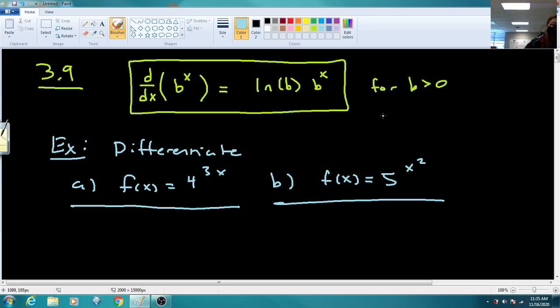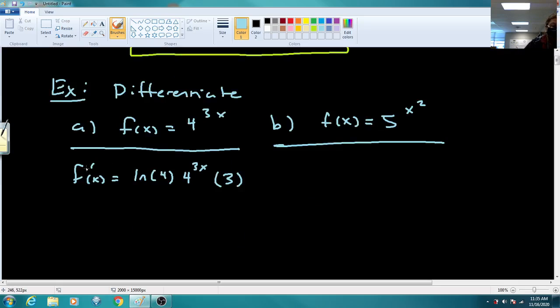4 to the x is the outer function on the first. So we want to differentiate it and leave the inner part, the 3x, alone. So we'll have natural log of 4 to the 3x. And then we multiply it by the derivative of 3x, which is 3. So for the first one, we get 3 natural log of 4 times 4 to the 3x.